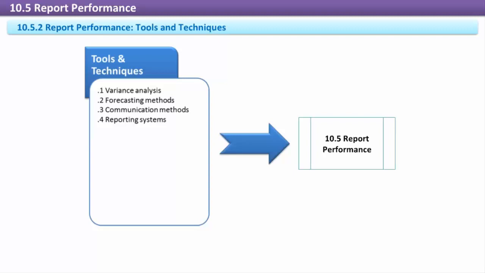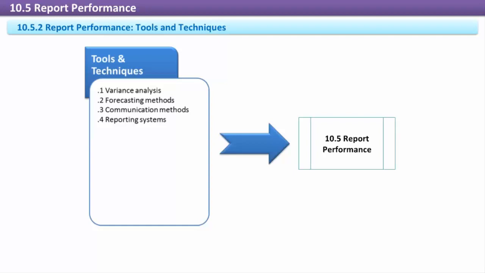It is especially important to identify the root causes of variances. Forecasting methods. Forecasts are predictions for future project performance. Forecasting methods include time series methods, causal econometric methods, judgmental methods, and other approaches. Communication methods. Communication methods are how information is shared. Methods fall into three broad categories: interactive communication, push communication, and pull communication.